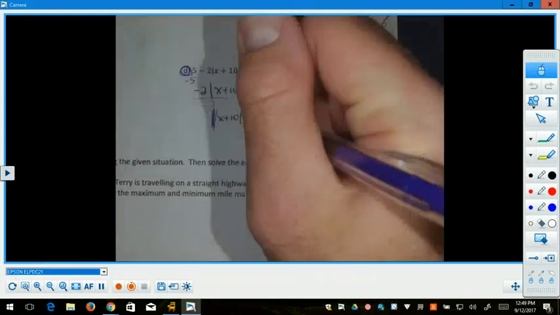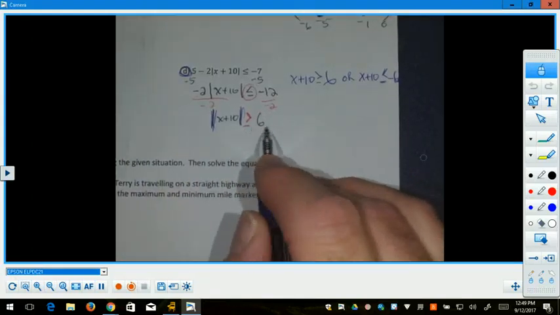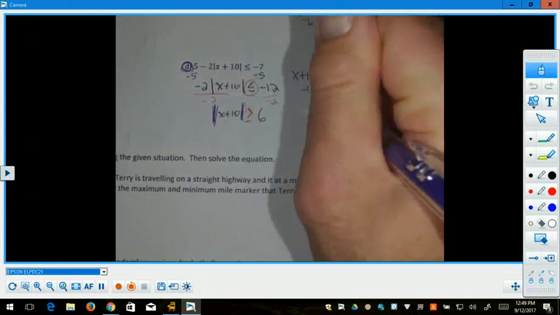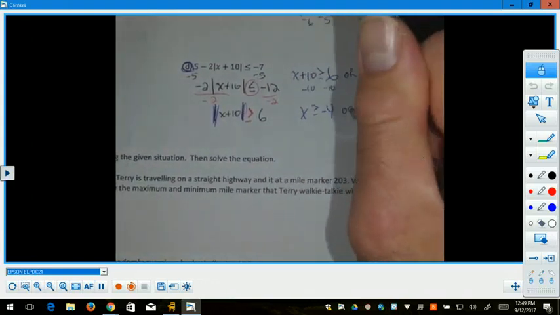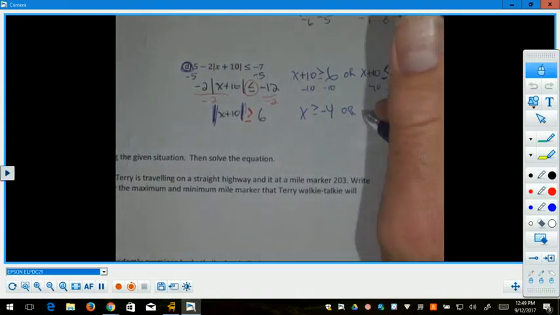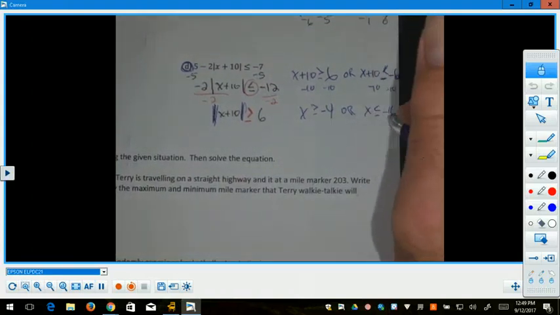Now the reason we're solving this is because the absolute value was here and we had a positive number here. So now we can subtract 10 from both sides. X is greater than or equal to negative 4. Or, here I can subtract 10 from both sides. X is less than or equal to negative 16.